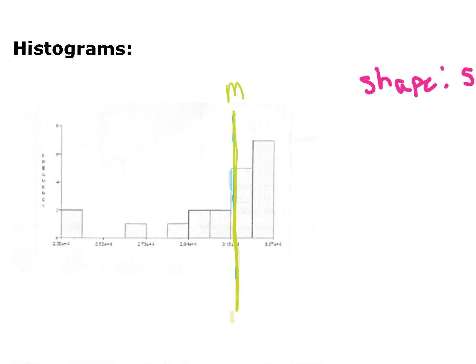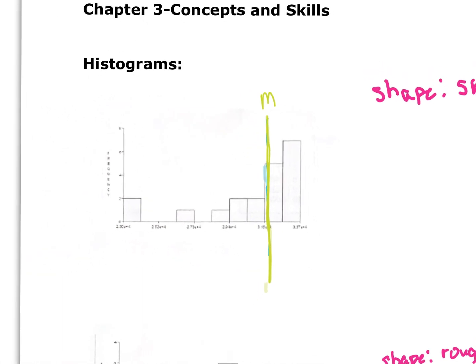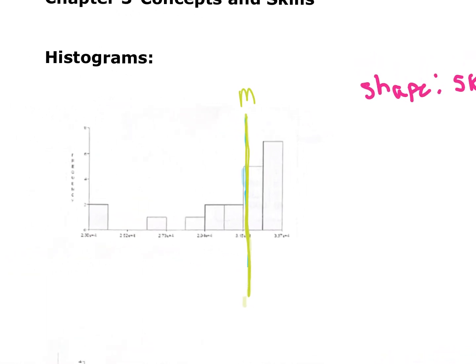When we have skew, the mean gets pulled towards that skew. Okay, so you're going to want to make a note about that. Mean gets pulled towards that skew. So because we are skewed to the left on this particular graph, that means our mean is going to be closer down towards that left-hand side also. Okay?